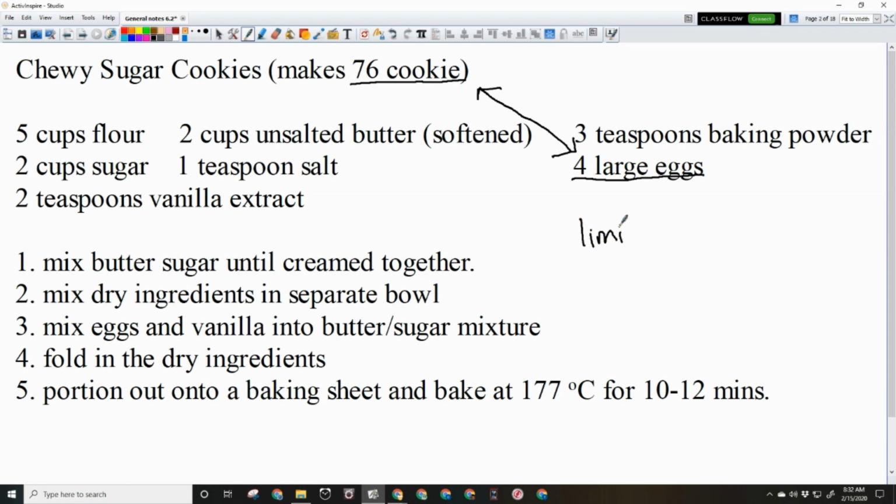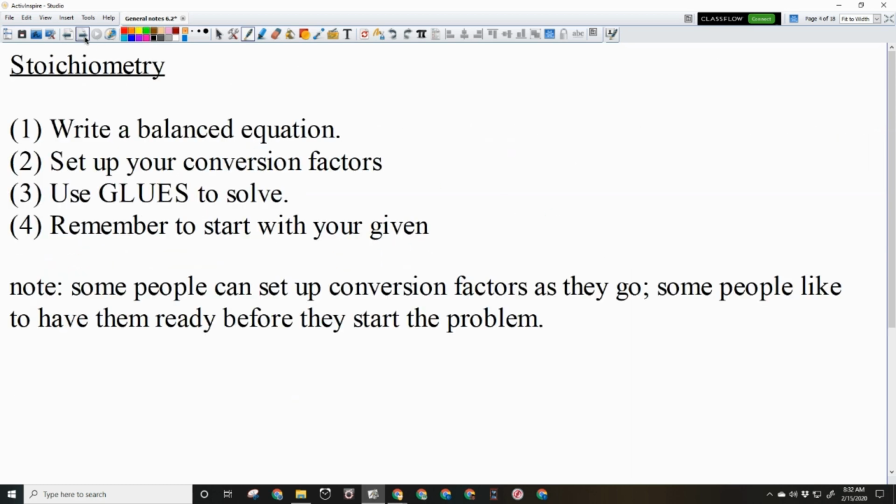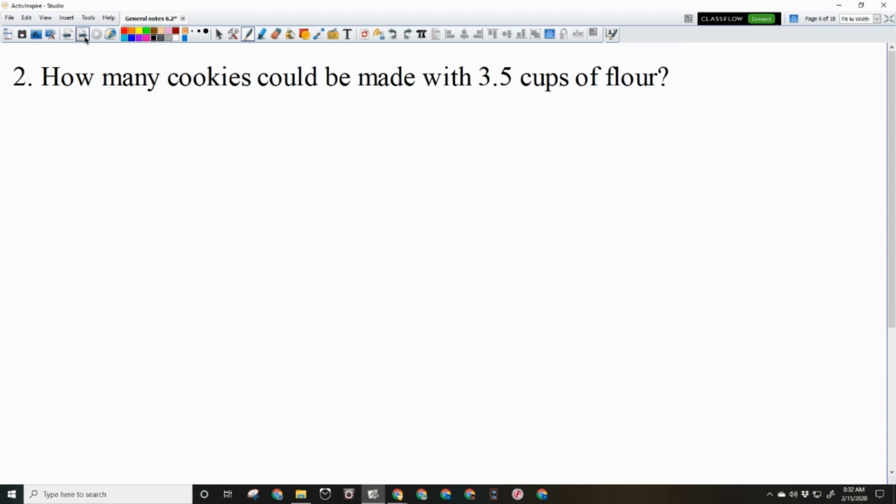Let me write this down here. Limiting reagent. So you have an excess of everything else. You're limited by how much flour that you have, because you only have 3.5 cups. Okay, and we have those in chemical equations as well. So we can use information in our recipe to figure out how much we can make and how much of the other ingredients we're going to need.